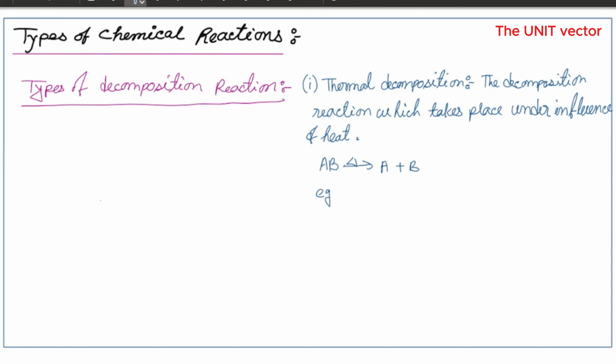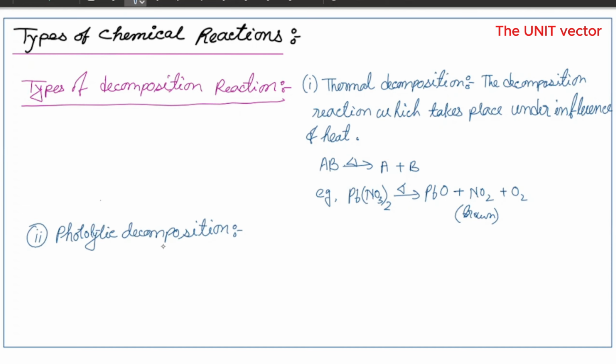For example, when we heat lead nitrate crystals, that is Pb(NO3)2, then it decomposes to lead oxide, nitrogen dioxide and oxygen gas. In this reaction, a brown color fume evolves, which is nitrogen dioxide. So the reactions in which heat is essential to decompose any reactant, that type of reaction is called thermal decomposition.